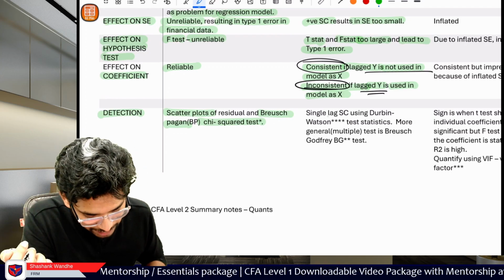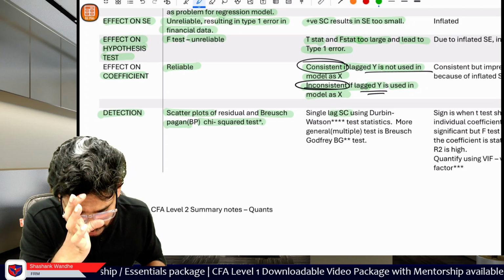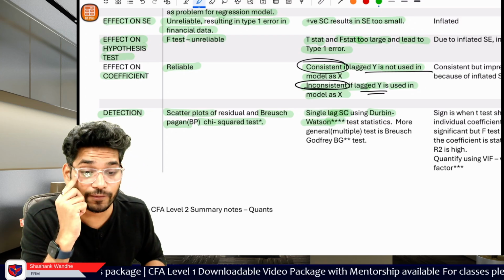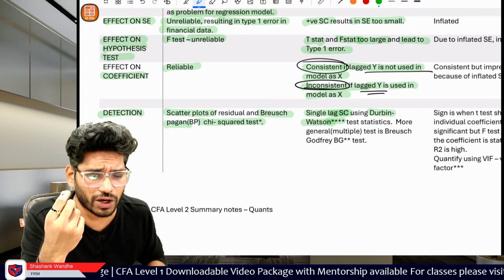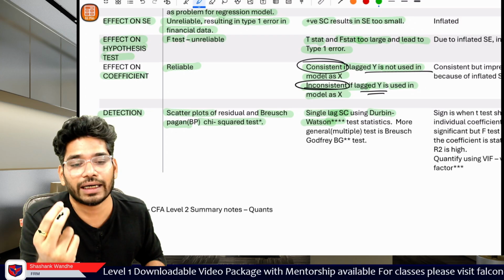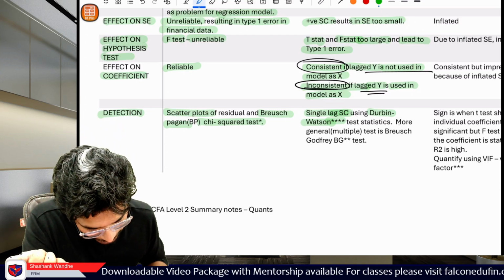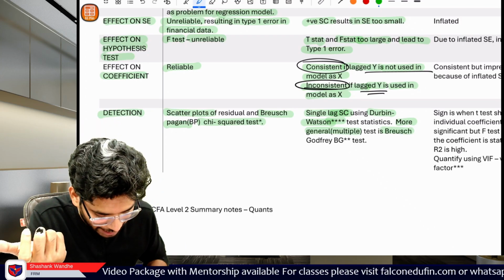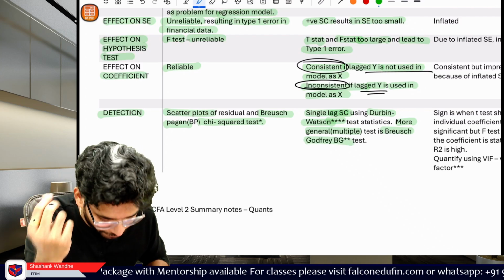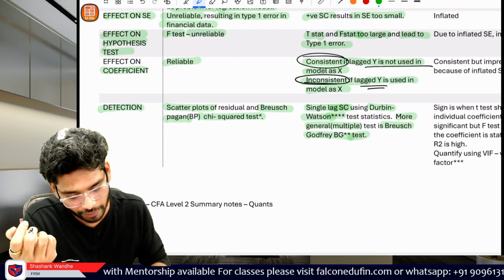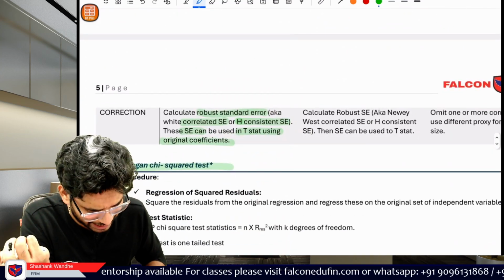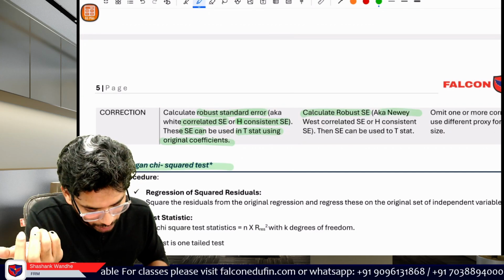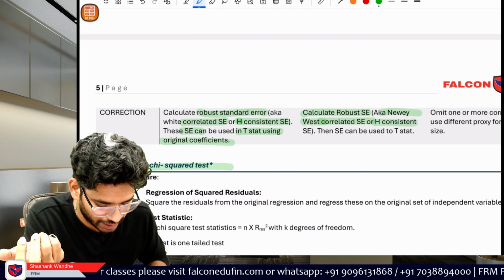Now, how to detect this? The single lag is detected using the Durbin-Watson test. If you want to detect single lag serial autocorrelation or serial correlation, it can be done using the Durbin-Watson test. And if you want a more general approach, you want to test multiple lags, then we have the Breusch-Godfrey BG test. How to correct this? Again, the same thing: calculate the robust standard error. This is known as the Newey-West correlated standard error or heteroskedasticity-consistent error.